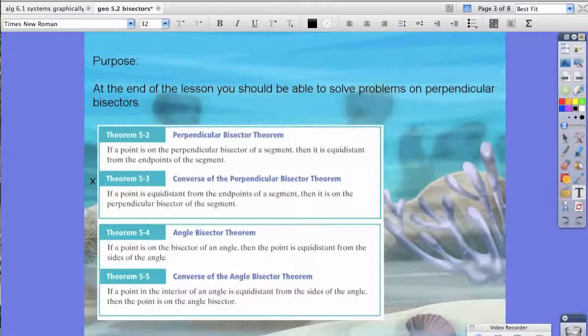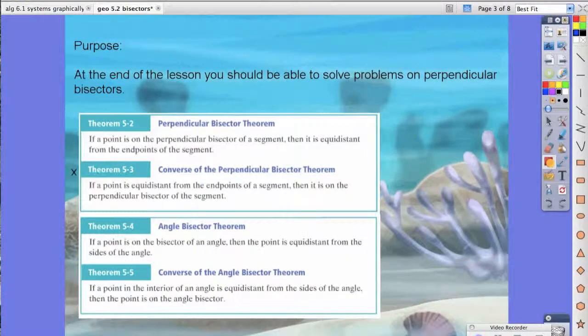So let's go over these 4 quick theorems. Now, Theorem 5.2 is the perpendicular bisector theorem, which states that if a point is on the perpendicular bisector of a segment, then it is equidistant from the endpoints of the segment. So to clear that up a little bit, let's draw a quick triangle. So we have this triangle like so, and we are going to draw a perpendicular bisector.